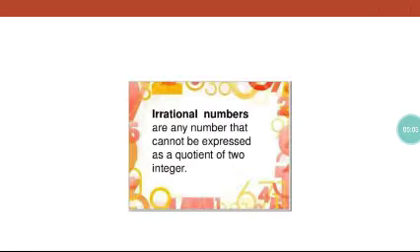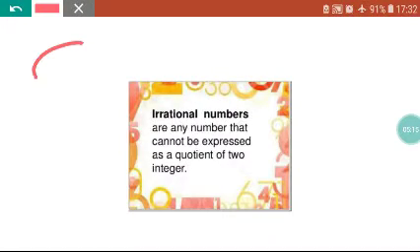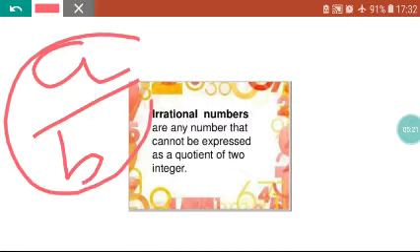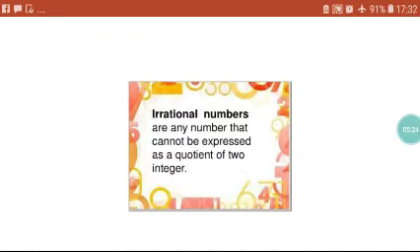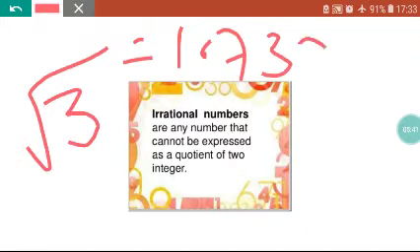Then the main topic comes here, irrational numbers. What are irrational numbers? Those which cannot be expressed as a quotient of two integers. If I write a by b, then I can say this is a rational number, but irrational numbers cannot be written like this. Then how can they be written? All the numbers which are not a perfect square. Suppose I take root 3. This is an irrational number. Why? Because its value is 1.732, then many dots, meaning infinite.